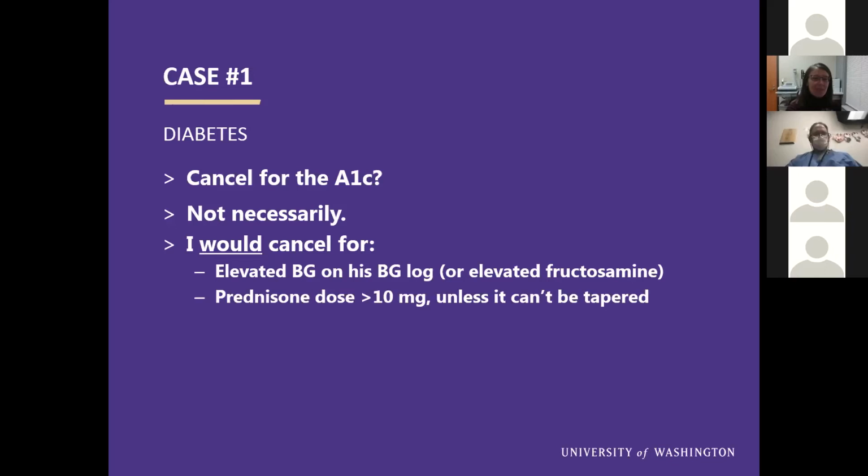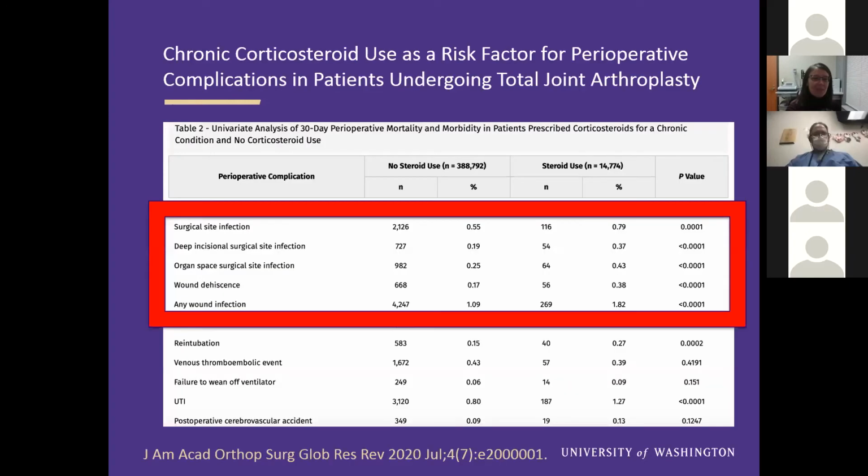And then I would cancel this patient's surgery because his prednisone dose is greater than 10 milligrams, unless for some reason it can't be tapered. So of course, if the patient has giant cell arteritis and tapering prednisone would be life-threatening, I would not taper. But this patient's rheumatoid arthritis therapy is not optimized and can be optimized to try to lower the prednisone dose and reduce his risk for infection.